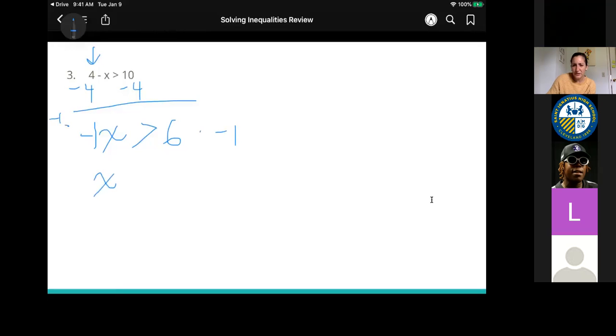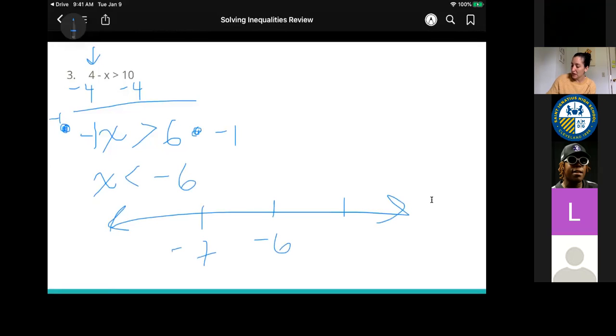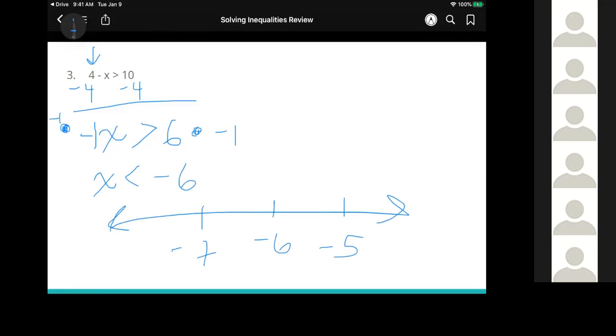Joe, what am I going to do here? You flip the sign because you're dividing by a negative. Yep. So anytime I multiply or divide by a negative on both sides, I need to flip my symbol. So now, ooh, that is a little bit more of a curve than a line. I've got -6, -7, -5. Who else? Owen, open or closed circle?